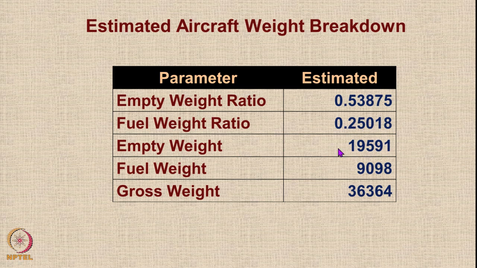This number is not very far from the F-16 aircraft, although as I mentioned, the fuel weight for the F-16 is very less. It is only about, I think, 3000 kilograms, but here it is 9000, because we are expecting the aircraft to do a much bigger mission and much more loiter here. And the gross weight we get is 36364 kg.